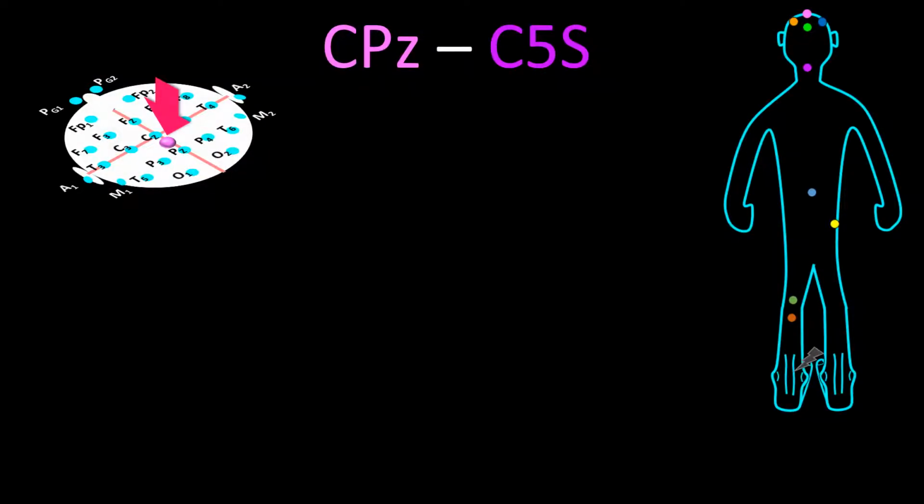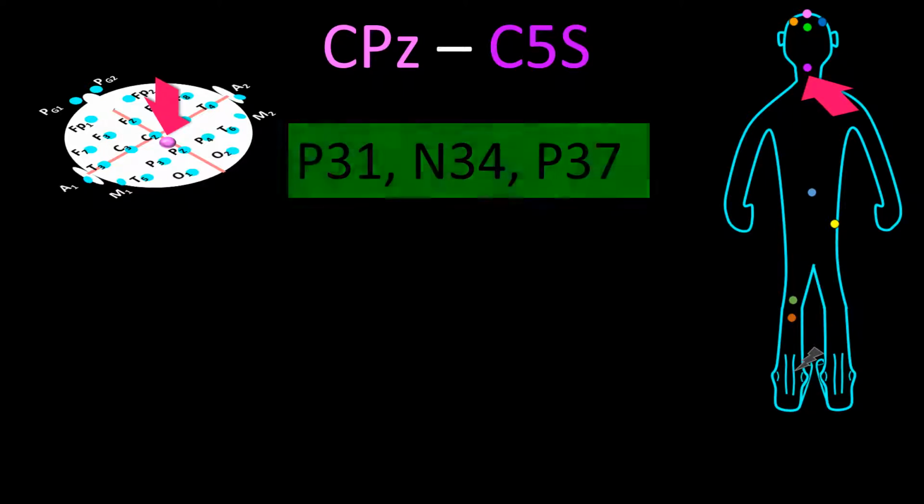The CPZ to C5S derivation, when doing a left posterior tibial nerve somatosensory evoked potential, will usually capture three peaks: P31, N34, and P37.